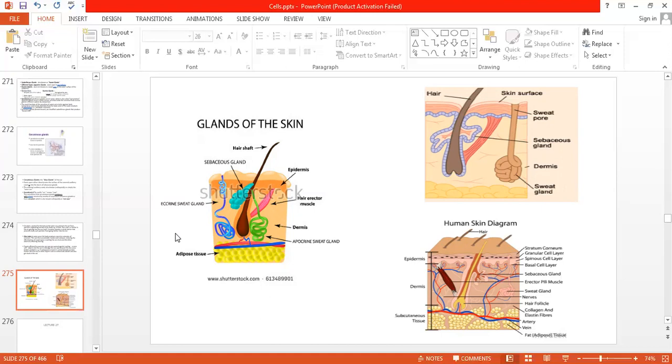Sweat glands are present in the dermis, not in the epidermis. Near the epidermis there is only the sebaceous gland and the sweat glands, that is the eccrine and apocrine glands. In the bottom there is adipose tissue, these fat tissues. So this is all about the skin we have discussed up till now.